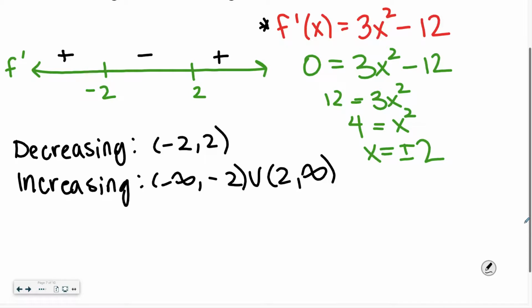What do you think? Isn't it nice to like do something with the derivative? Like moving forward with the derivative. Okay.